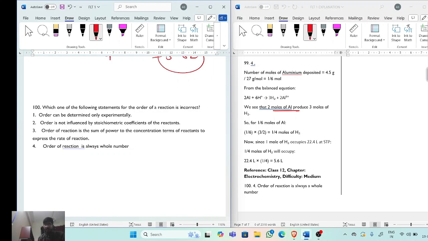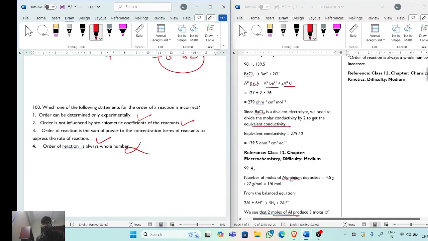Which of the following statements for the order of a reaction is incorrect? Order can be determined experimentally. Yes, this is correct. Order is not influenced by the stoichiometric coefficient of the reactant. Yes, order is not influenced by the stoichiometric coefficient. Order of the reaction is the sum of powers of the concentration terms of reactants to express the rate of reaction. This is also correct. The order of reaction is always a whole number. This is not correct. It can't always be a whole number.